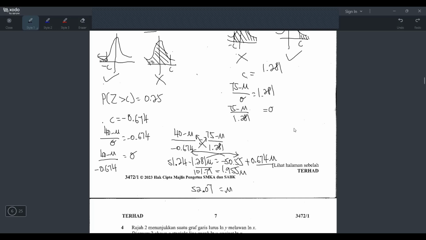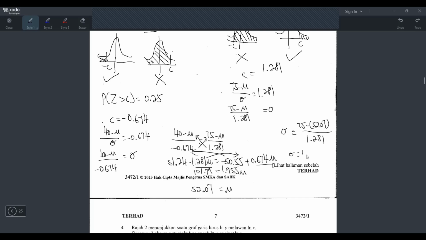So now how to get your standard deviation? Well, just substitute this back into this equation, right? Or you can use this equation also can. Okay, let's use the 75 minus mean over 1.281. Let's use this equation. So the mean is what? 52.07. So you're just going to press calculator now and you can get your standard deviation answer, right? So 75 minus answer and then divide by 1.281. Okay, my calculator gives me 17.90.